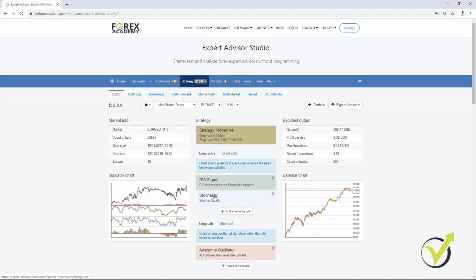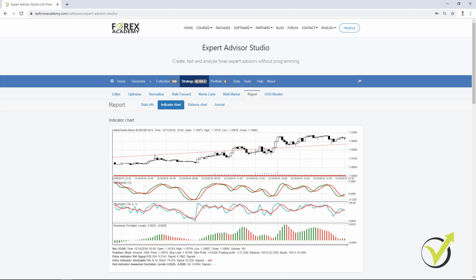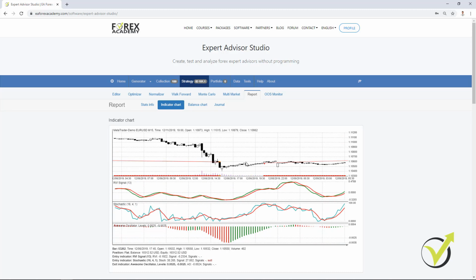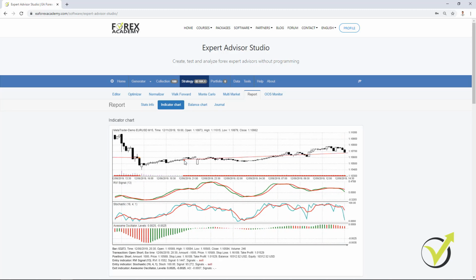For example, you can see here is the strategy that I demonstrated to you in the previous lecture. I have the RVI signal, the stochastic, and the awesome oscillator as an exit rule. On the right side I see the balance chart, and on the left side I have the indicator chart. So if I click on it, you will see in great detail where the trades were opened, where they were closed. You can see, for example, right here we have a sell order. The RVI crosses the signal line downwards, and at the same time we have the stochastic rising, which we said is the entry for a sell.